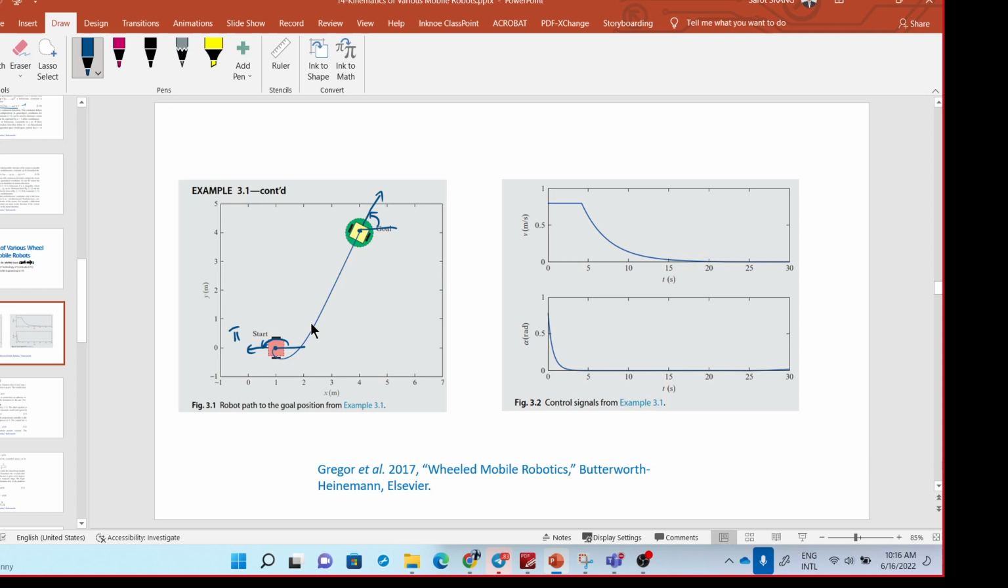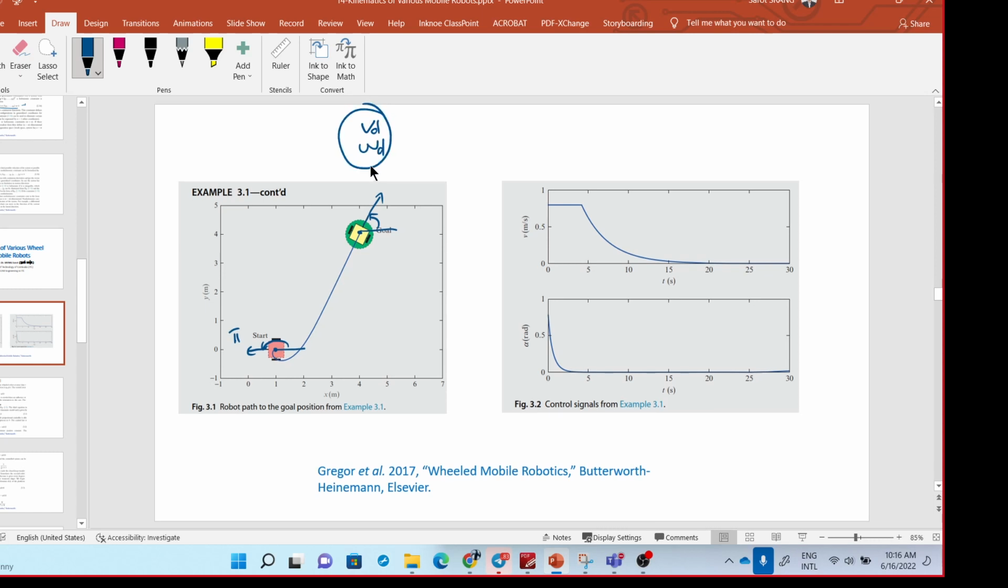So for this control, we assume that we can control the actuator velocity. As long as we define the desired linear velocity v desired and omega desired, we can definitely control the actuator motion to have this velocity and this angular velocity. So we make this assumption.